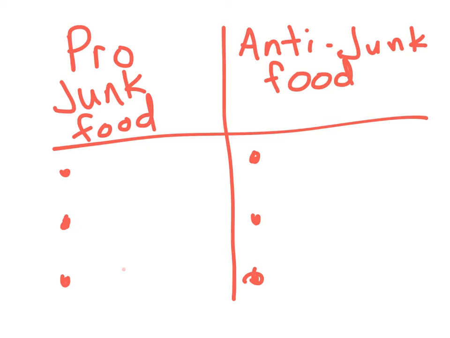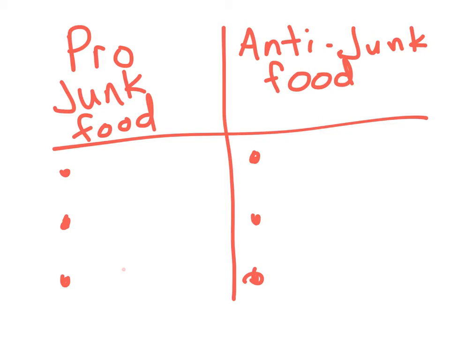Hello. I'd like you to set up a notes chart, a T chart, in your learning log that looks something like this. On one side, write pro junk food, okay? And then leave a few bullet points. Leave lots of space on your page.